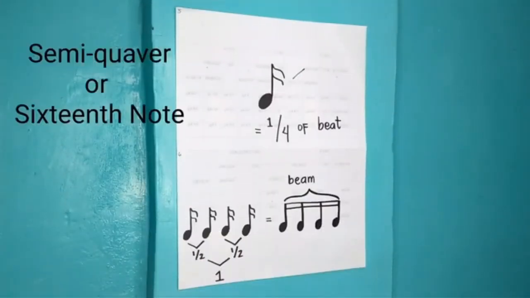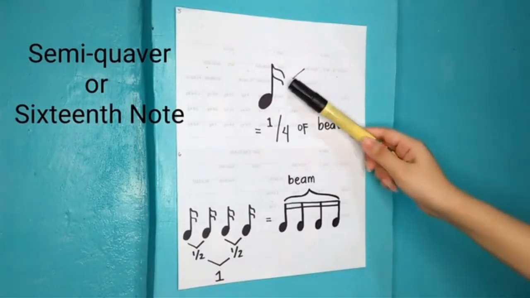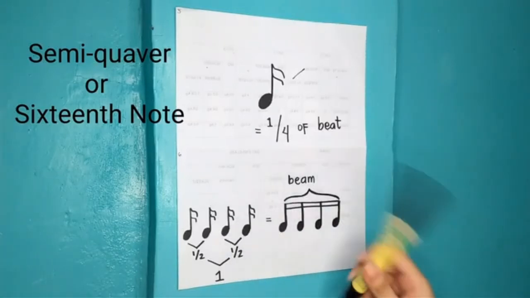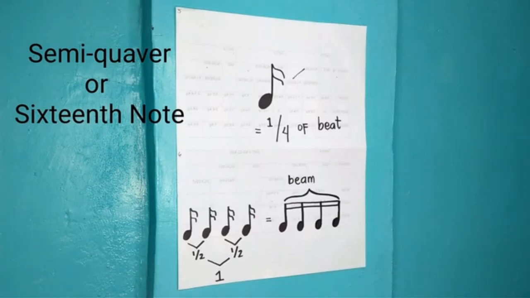Proceed to semiquaver or 16th note. Semiquavers have 2 tails. Whenever the semiquavers meet, they like to give each other a big hug. All of the tails are joined together and form a beam. We usually group semiquavers in a complete beat. 2 semiquavers is equivalent to 1/2 of a beat, and 4 semiquavers is equivalent to 1 whole beat.